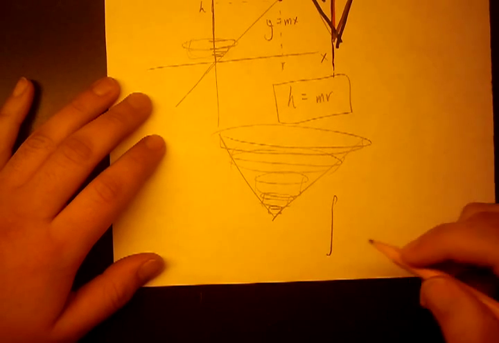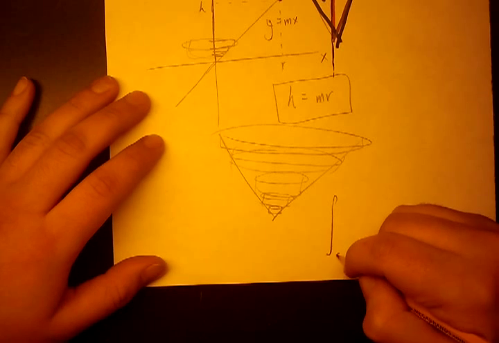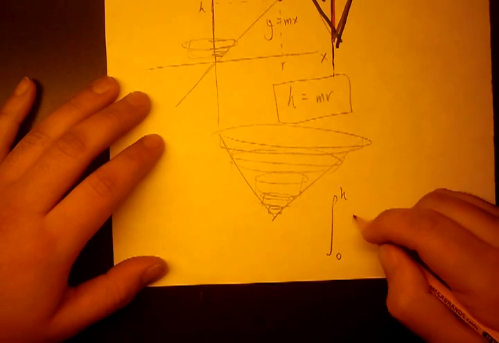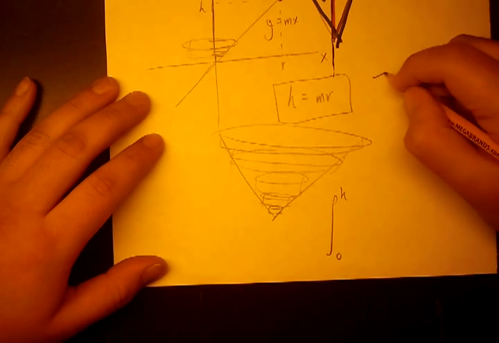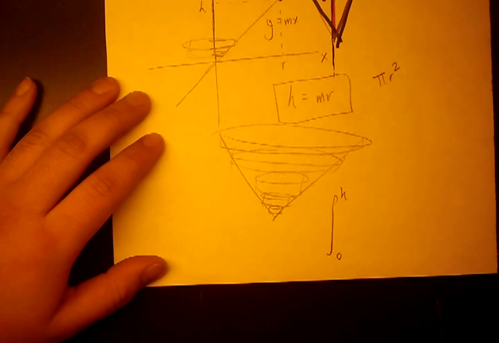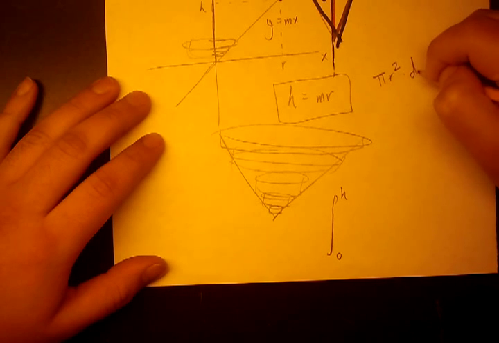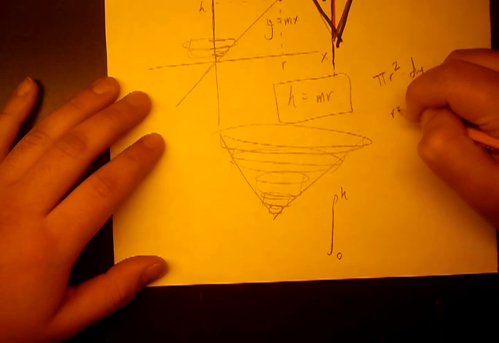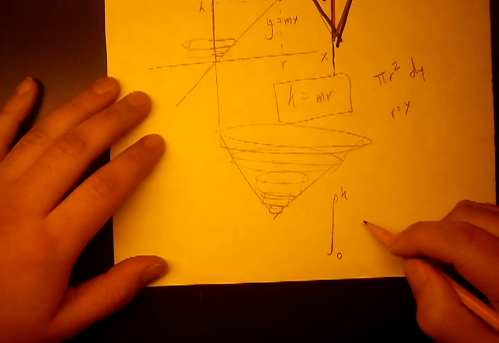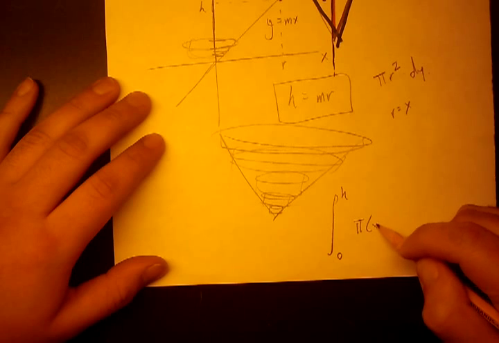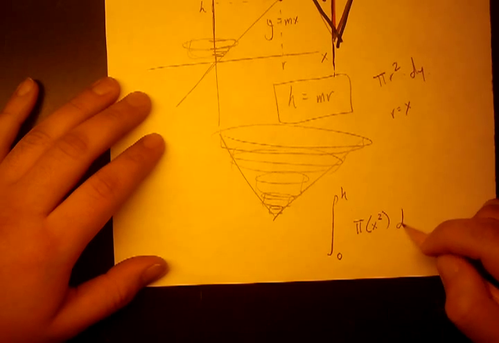So we're going to take it in terms of y, so our limits are going to be from 0 to h. And we're going to be taking disks, which are given by the equation pi r squared times the height. In this case, the height is dy. And in this case, r is going to be given by the x value. So it's going to be pi times x squared times dy.